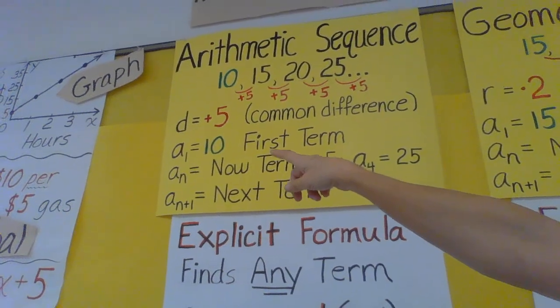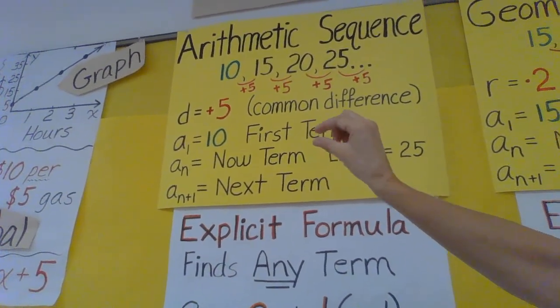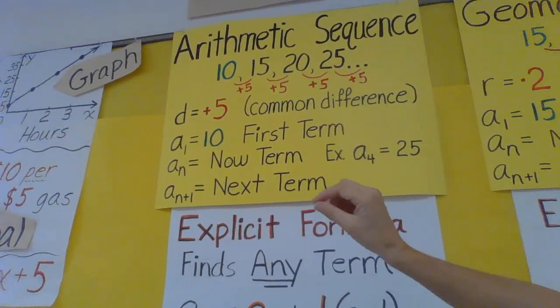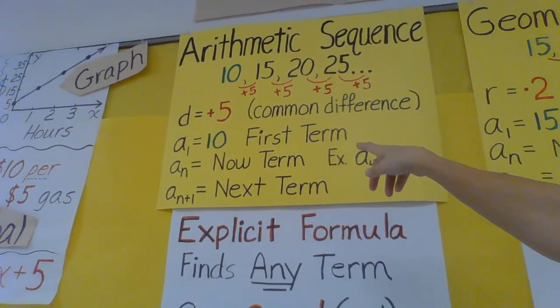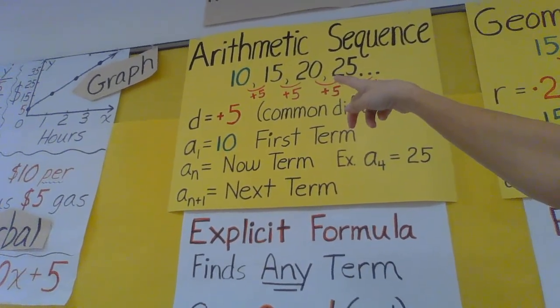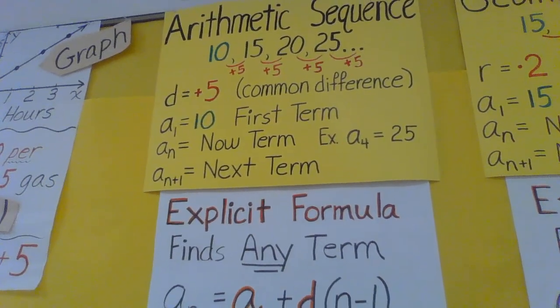A sub 1, sub like submarine, means that 1 is down low. It's not on the same level as A, it's down low. So A sub 1 represents the first term. In this particular pattern, the first term is 10. So A sub 1 equals 10.